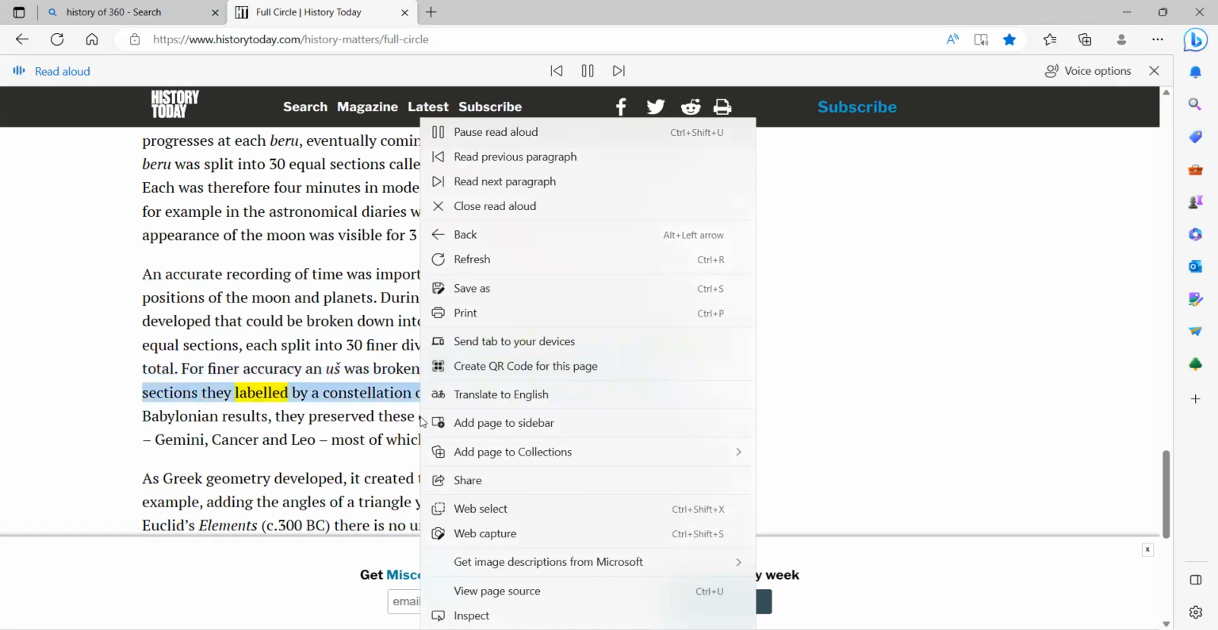Each of the 12 sections they labeled by a constellation of stars, and, when the Greeks took on Babylonian results, they preserved these constellations, but gave them Greek names, Gemini, Cancer, and Leo, most of which had the same meanings as in Babylonia.